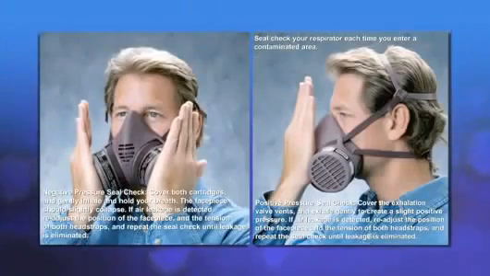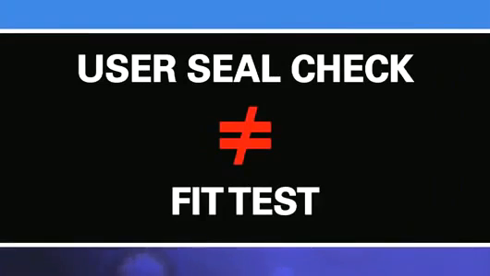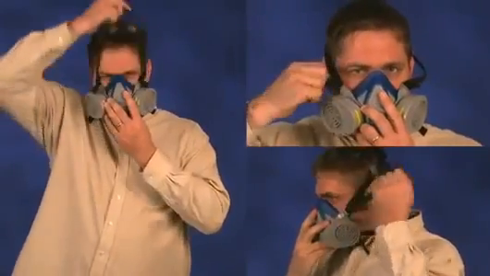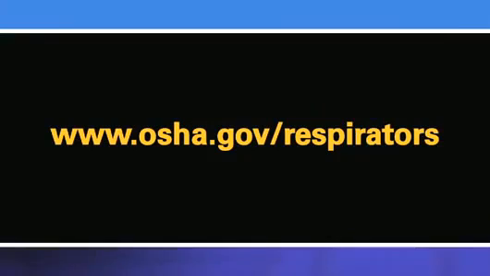A user seal check is a way to verify that the respirator has been properly positioned on your face to assure a proper seal. It must be performed each time you put on a respirator to check that it has been donned correctly. A user seal check is not the same as a fit test and is not a substitute for a fit test. To see a short video containing general instructions on how to properly put on and take off a respirator and how to conduct a user seal check, refer to this OSHA website.